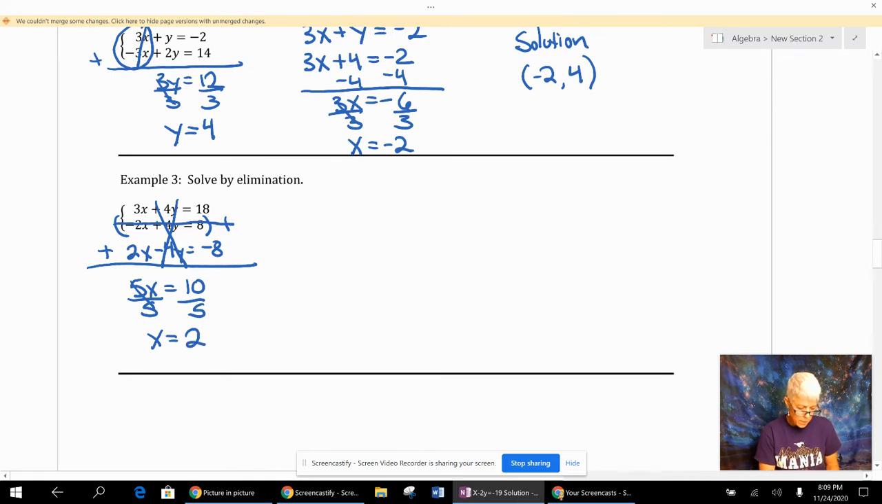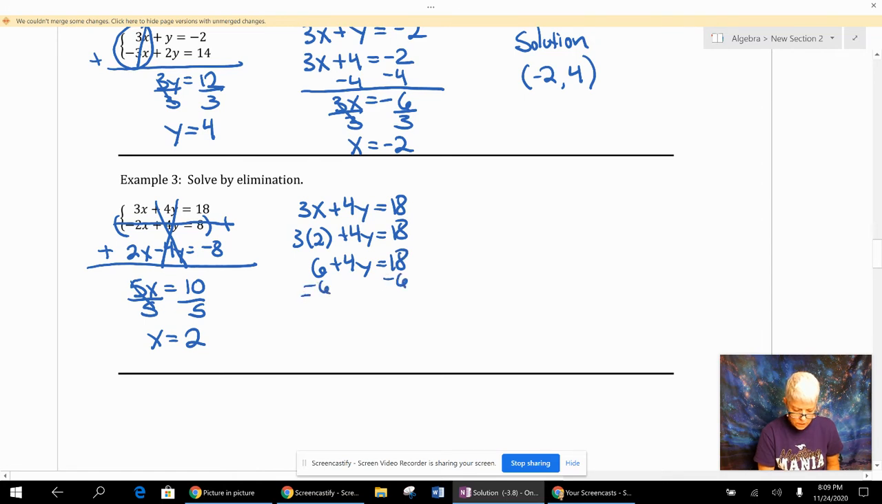I put the 2 in. It doesn't matter which equation. I can actually go back to the original equation that I crossed out, but I'm going to go ahead and just use the other one, though. So 3x plus 4y equals 18. I'm going to substitute the 2 in and work it through. 6 plus 4y equals 18.